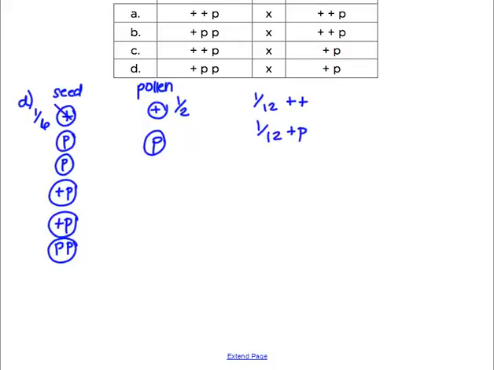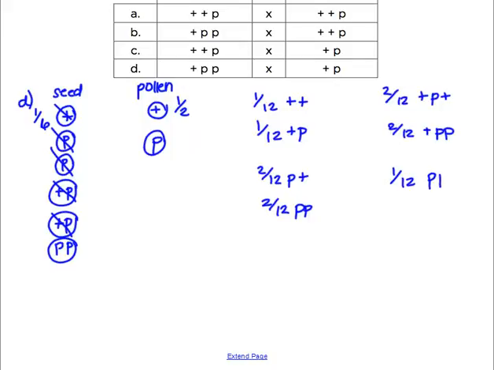The next two gametes are the same, so let's do our simplification trick. So it'll be 2/12 P plus 2/12 P, P. That takes care of both of those. Then you have two that are the same again. 2/12 plus P plus 2/12 plus P, P. And then finally 1/12 P, P plus and 1/12 P, P, P. Anything with the plus is going to be red phenotypically.